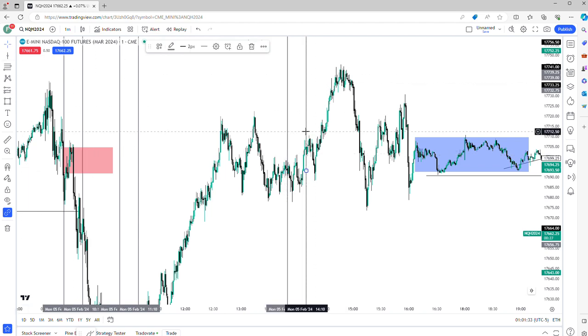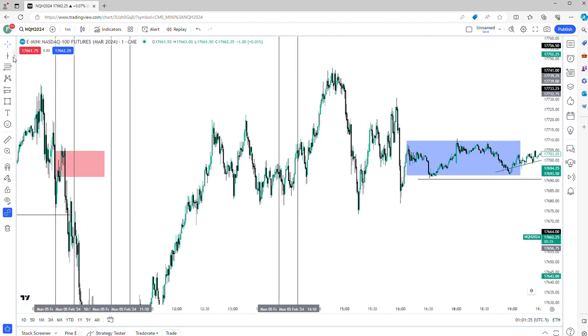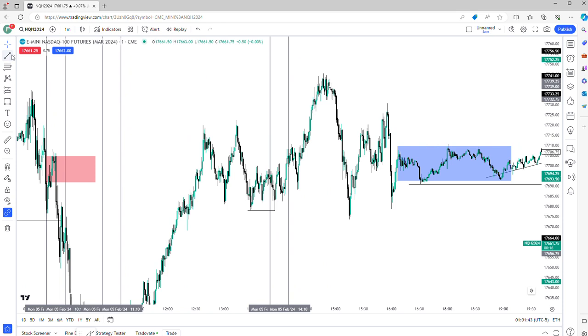Now, what happens in this macro? We raid some liquidity, just by a tick maybe, or maybe we form equal lows, just by a tick. We have a market structure shift. We have a fair value gap. And this, by the way, is silver bullet 2 to 3.